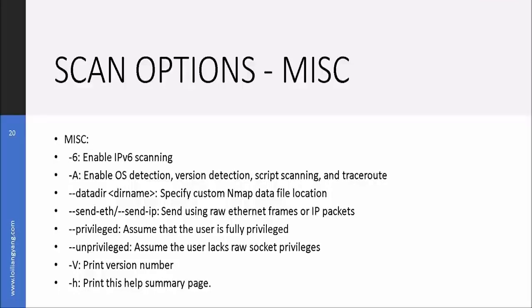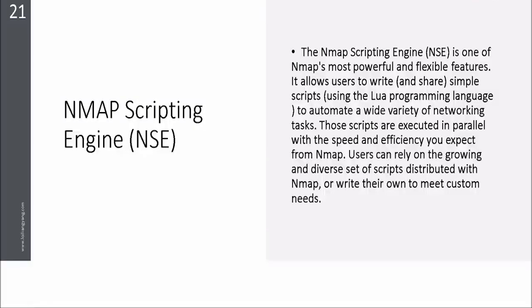So if we're scanning and we could not detect a particular part of the service and we're very sure it's running, we want to increase the intensity on those checks. Of course, we also have the miscellaneous scan options. If you are running on an IPv6 network, you could use -6. And we could use -A to enable a number of options like OS detection and version detection. So multiple things could be enabled in one shot. We also have the data file location, and the use of raw ethernet frames or IP packets. So if you want to craft those, we can go ahead and do that.